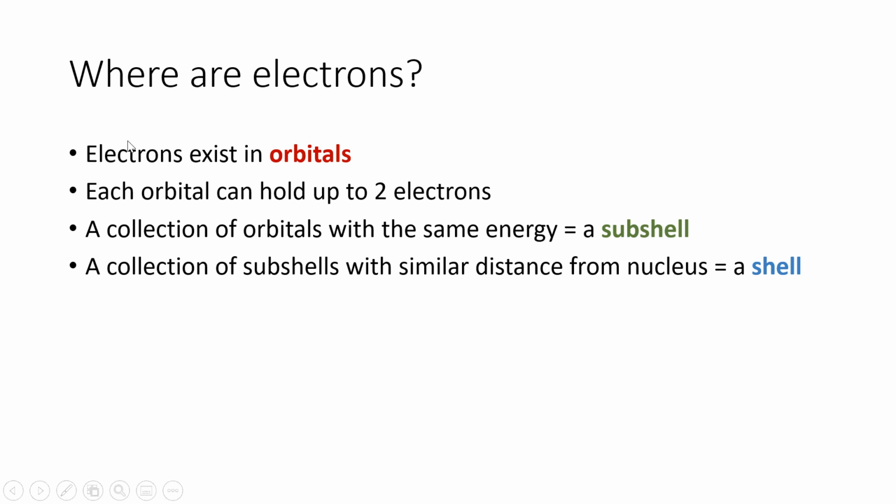So to summarize what we know here, electrons exist in orbitals. It turns out each orbital can hold up to 2 electrons in it. A subshell is just a collection of orbitals with the same energy. And then a shell is a collection of subshells with a similar distance from the nucleus.